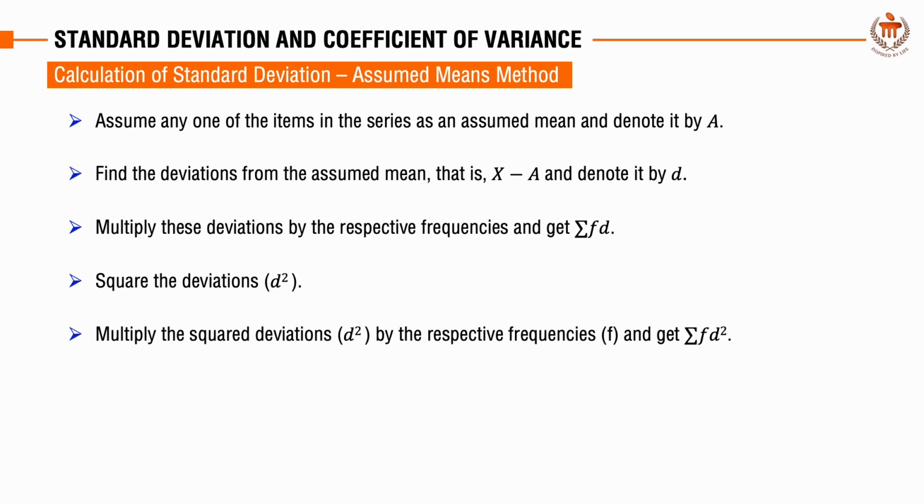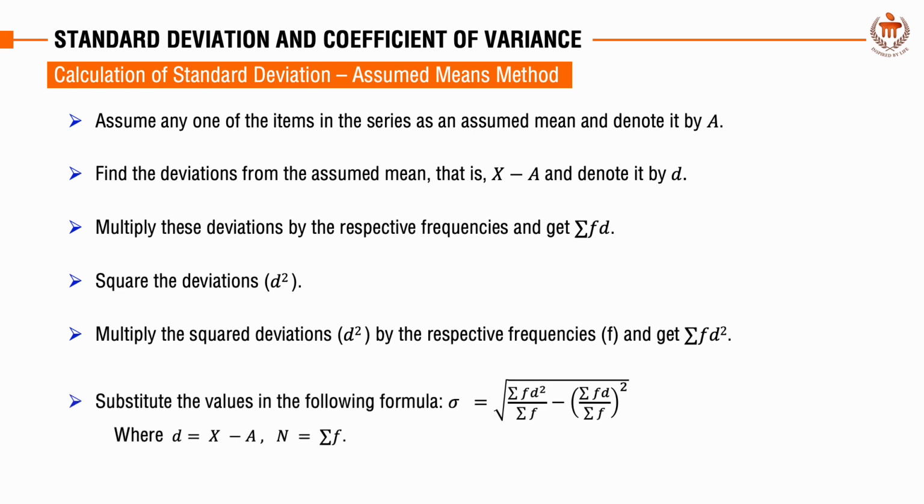value so that we get summation of FD square, and then we substitute them in this formula where sigma is equal to square root of summation of FD square by summation of F minus, under the bracket, sum of FD by sum of F, whole square, where D is equal to X minus A.